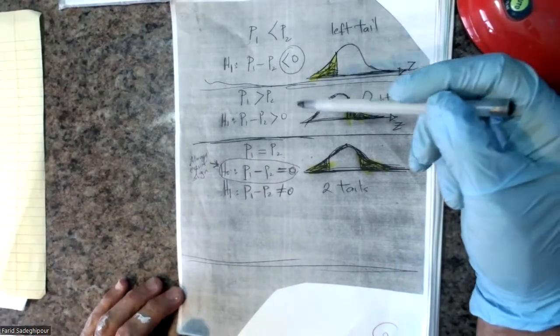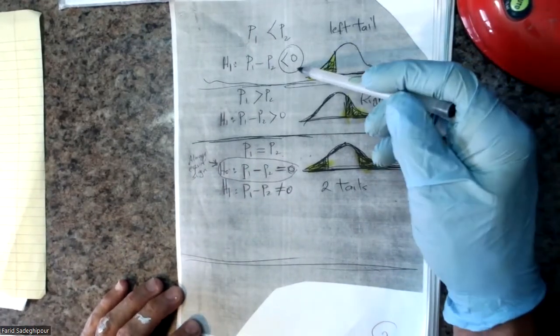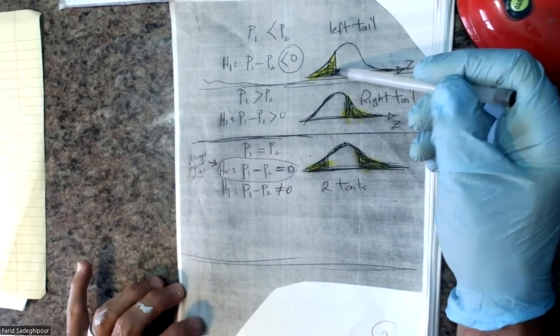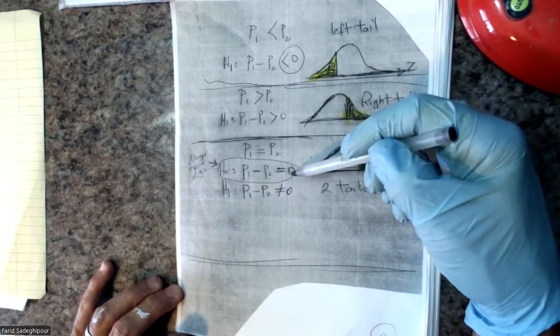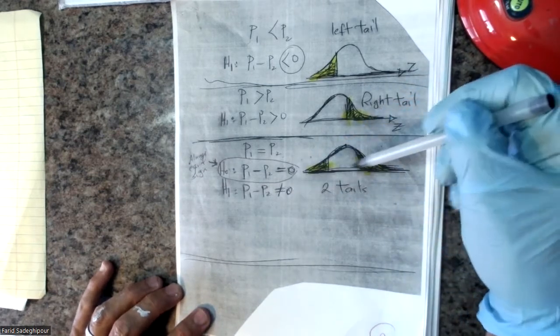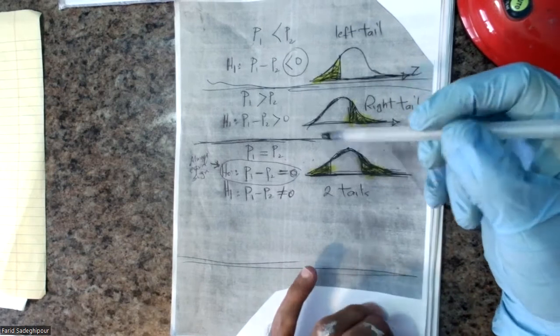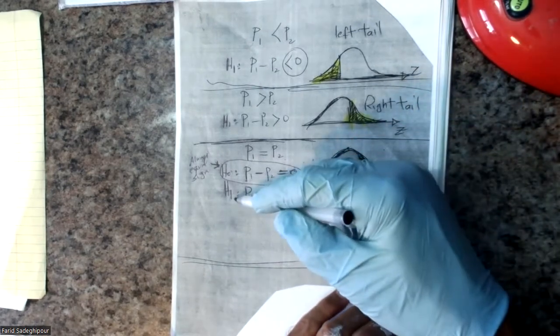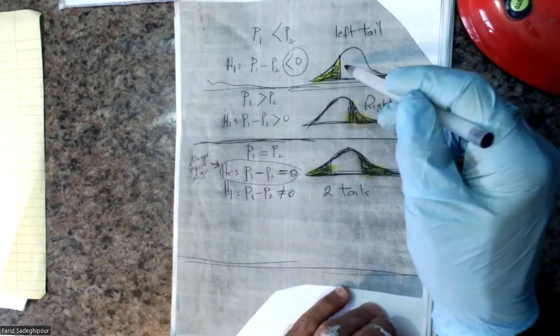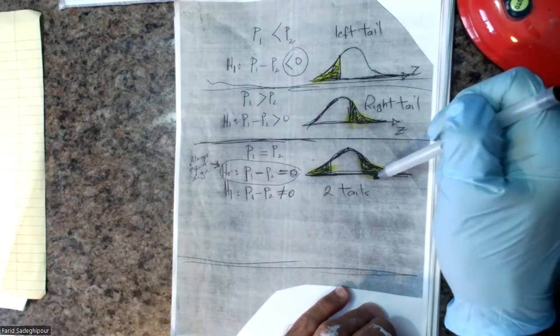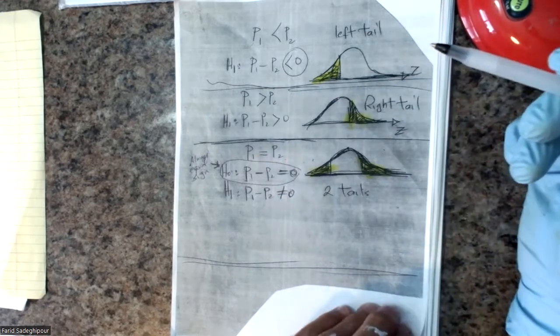Again, if you have P1 minus P2 less than 0, that is the left tail, greater than 0 is the right tail, and whether the difference is equal or not equal is two tails. So based on H1, we decide whether we have a left tail, right tail, or two tails. We always decide based on H1, the same thing we did in Chapter 8.